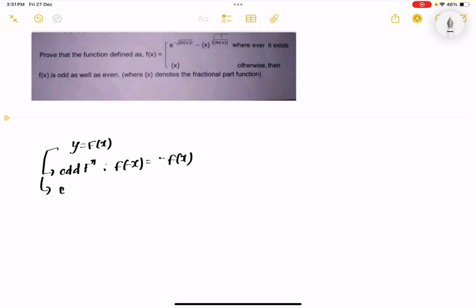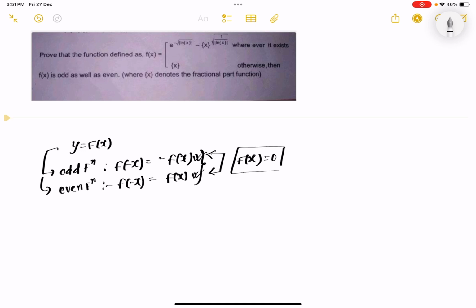If a function is even function, then the condition should be f of minus x should be equal to f of x. But what I want is my function to be both odd as well as even. Means my function should satisfy the condition of even function and the condition of odd function. There is only one such function which will satisfy both conditions, which is nothing but f of x is equal to 0.